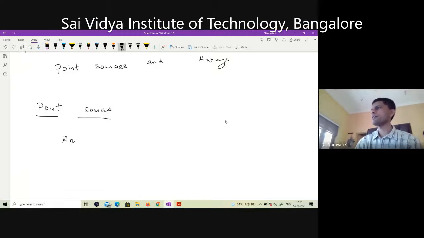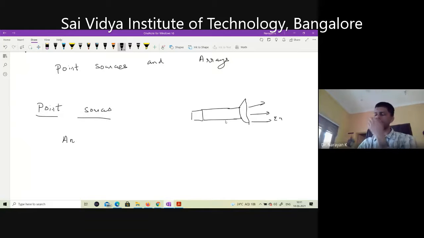Everything. Usually an antenna has a specific shape. So what specific shape? You have a source, you have a microwave transmission line. This is your antenna part which radiates your EM waves. So this is what you have studied.